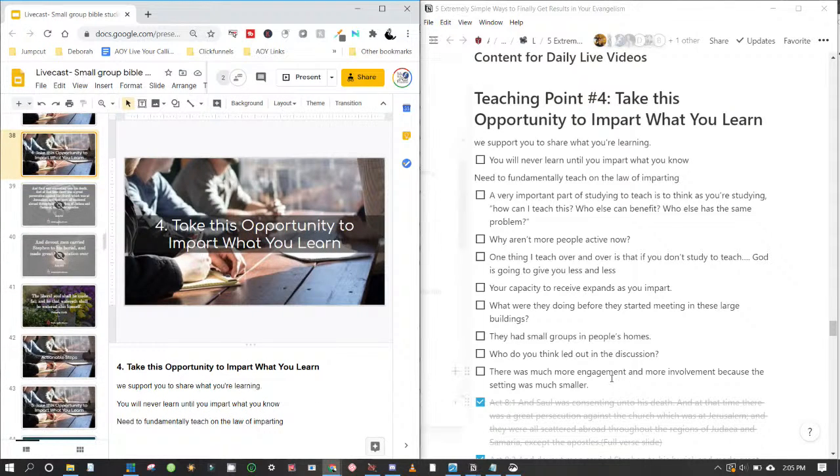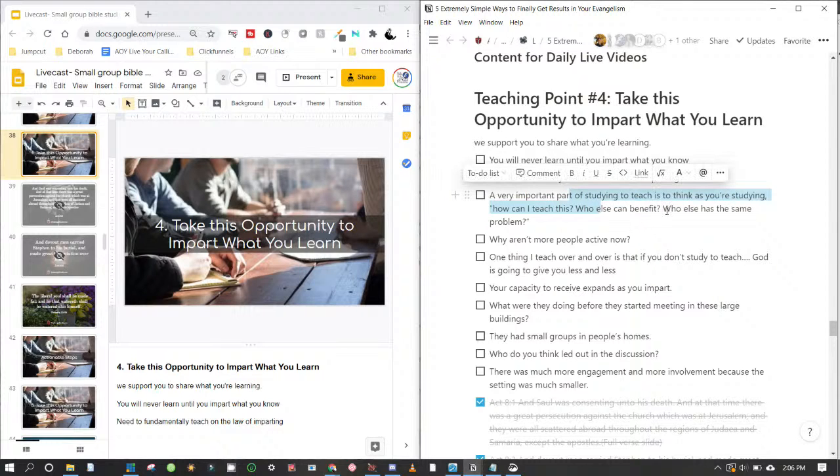So this is all about the law of imparting. Capacity receives. A very important part of studying is to teach. Wait, is to think, as you're studying: How can I teach this? Who else can benefit? Who has the same problem? Oh yeah, that's a really good question.